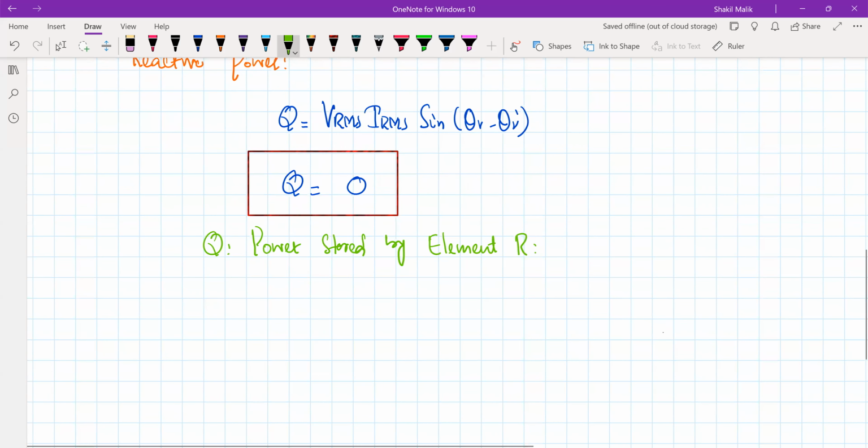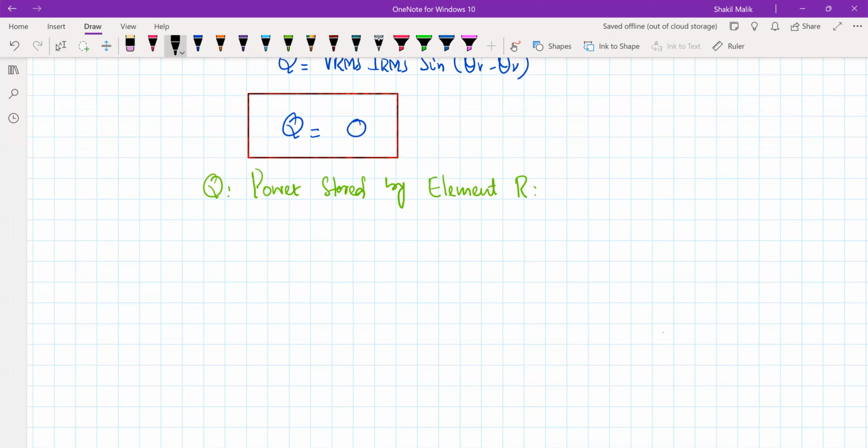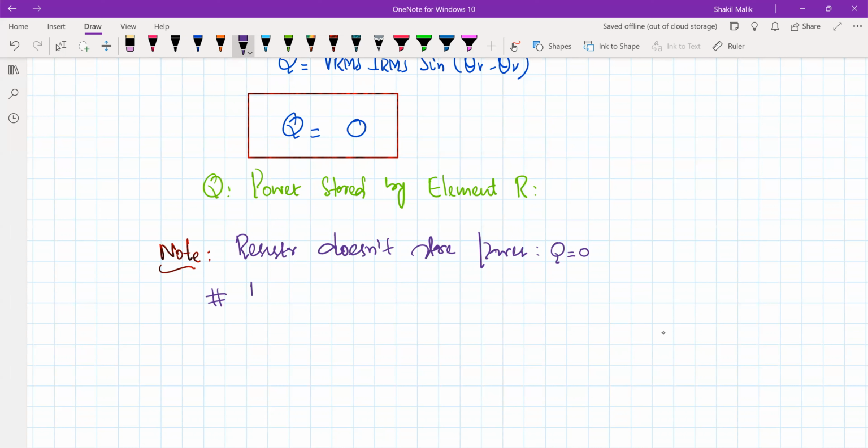In other words, what is the takeaway from this? A resistor does not store power. So in short, Q is 0 for a resistor. It consumes power, and that power is denoted by P.